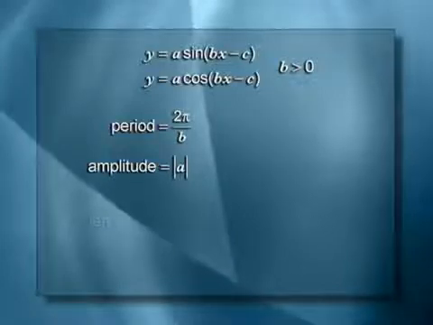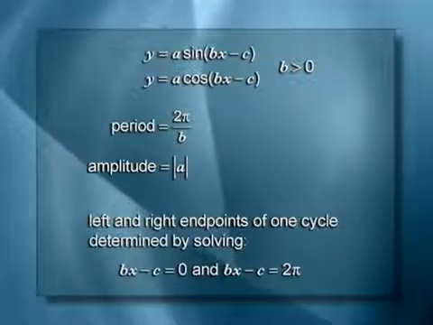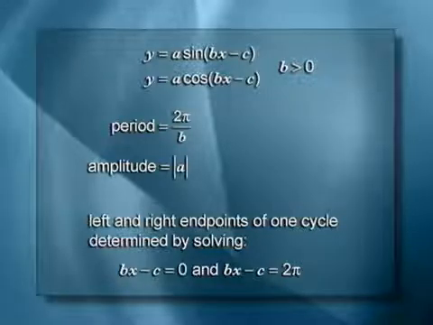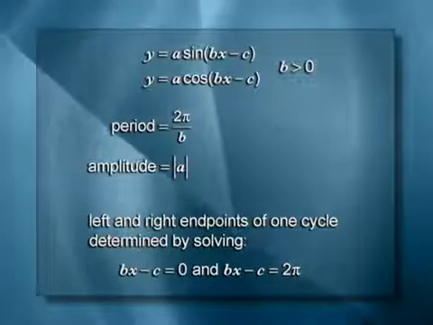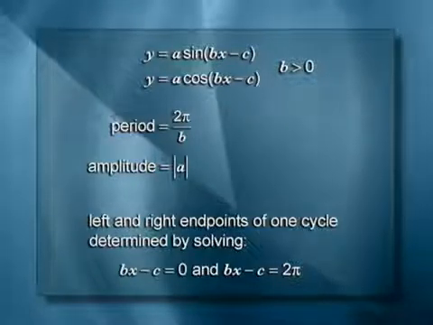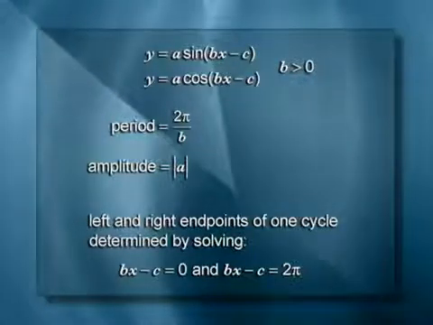And then to get the right-hand and left-hand endpoints of a full cycle, what do we do? Well, you solve bx minus c equals 0, the beginning of a cycle, and then you do bx minus c equals 2 pi for the end of the cycle. Perhaps it wasn't so difficult after all, but no, I have to tell you, it is pretty difficult. I think graphing these shifted sine curves is quite difficult. Plugging in values and checking with a graphing utility sure helps.